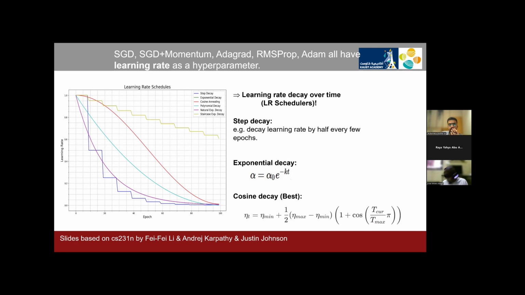The other reason you can somewhat guess from this graph. Let's compare exponential and cosine decay. For the exponential decay, where is exponential decay? I don't think there is exponential decay here. Okay, let's compare this polynomial and cosine decay.